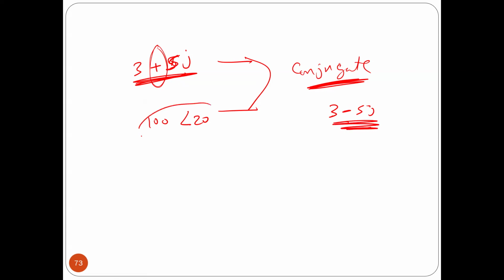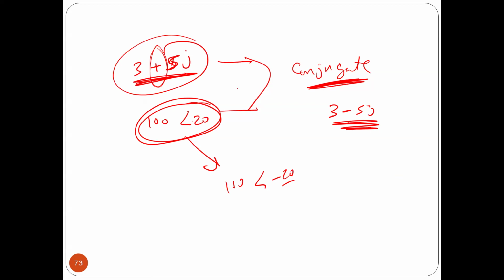Same thing here. For the polar form, it should be 100 with the angle negative. If the angle is positive, make it negative; if negative, make it positive. This number is the conjugate of that number. That means if you multiply these two numbers together, you are going to have only a real part. This is the meaning of conjugate. There is no imaginary part in the multiplication.